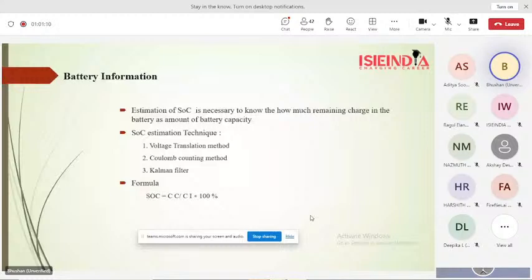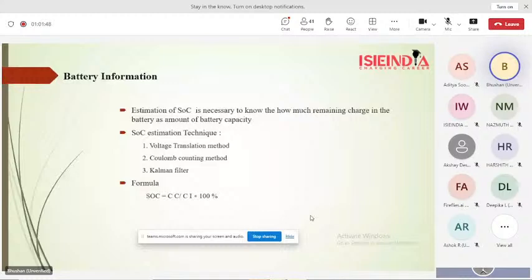The voltage translation method works like this: we need to connect to every cell and measure the voltage using a voltmeter between the two terminals, without connecting any load or charger. Without anything connected, we measure the voltage. After that, we estimate the SOC using some formulas. In this process there will be errors, a lot of error.